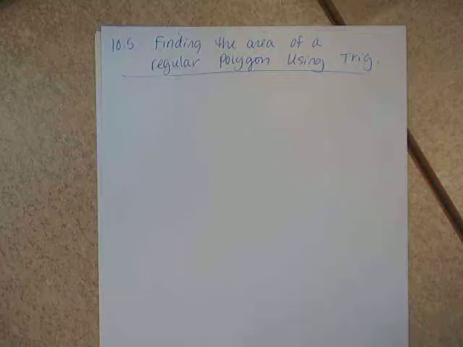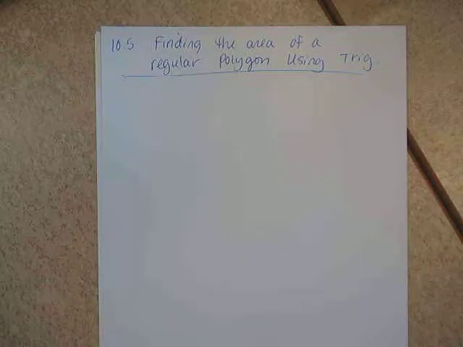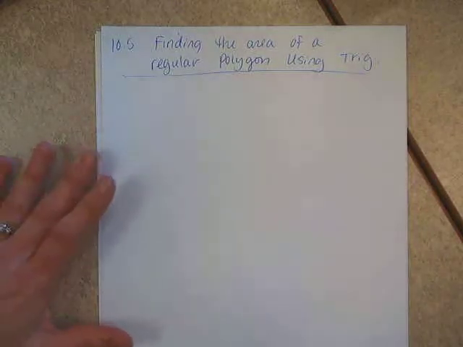Okay, so at this point we've already talked about how to find the area of a regular polygon, but we've only done it when you had the information that you need, the apothem and the side length, or when you had a special right triangle, and you can use those to find a missing apothem or side length. In this section, we're going to talk about what happens when you don't have a special right triangle.